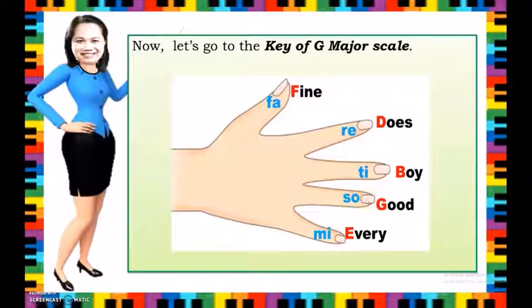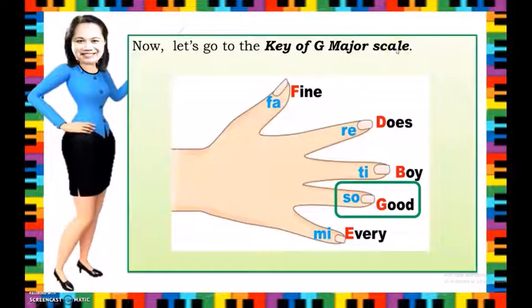Okay? So, it is in the second line. So, the key of G is in the second line. So, we are going to make the so become do. So, it is already movable do, since C major scale is our fixed do. So, G major scale is movable do. So, this so will become do because it is in the G major scale.